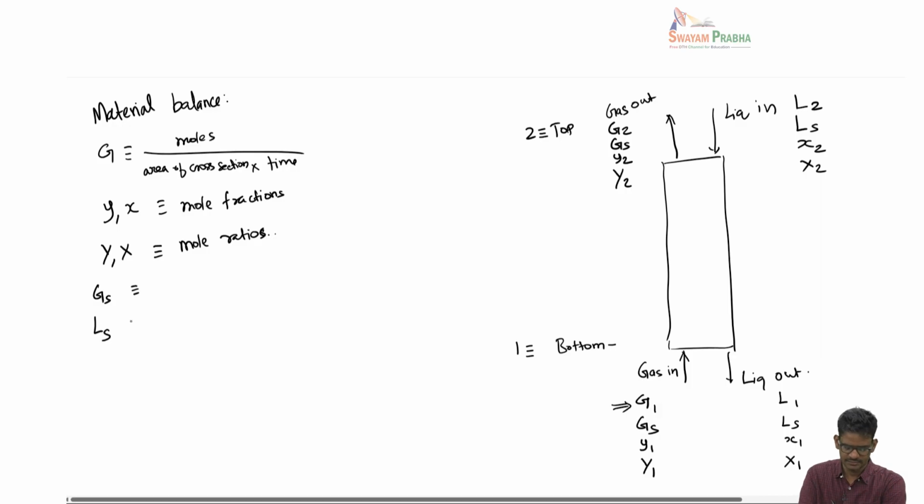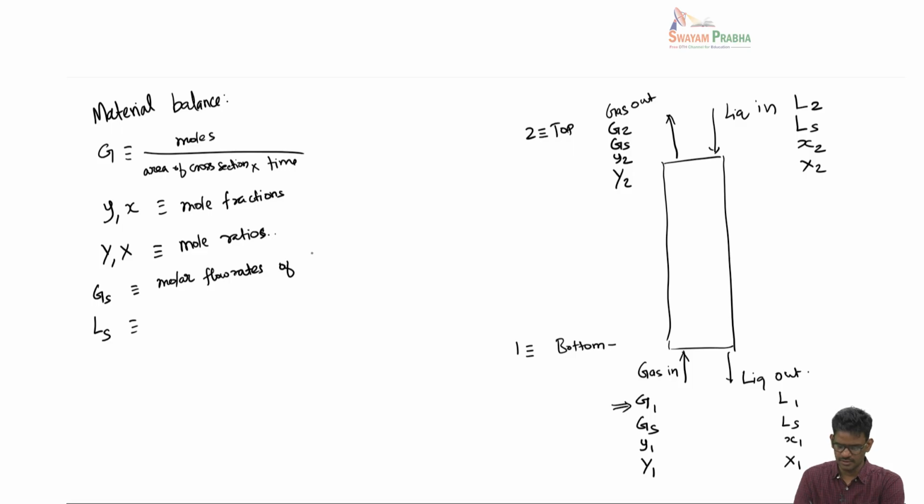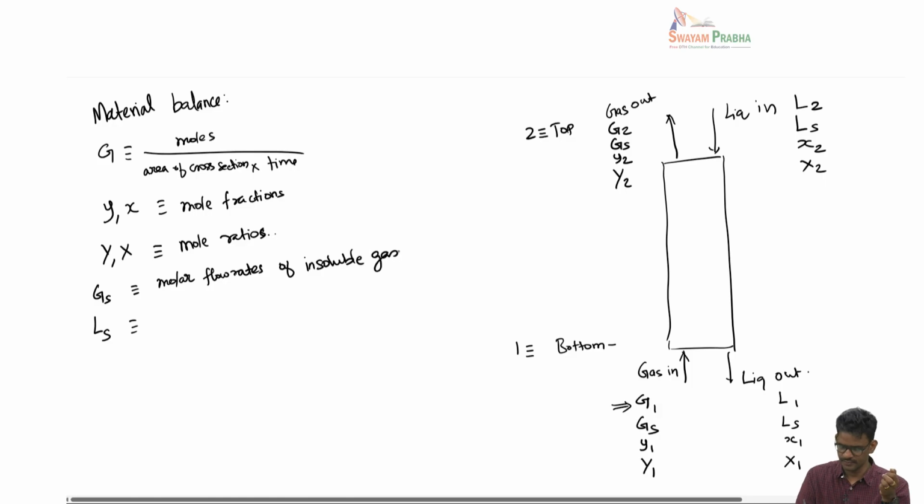GS and LS are molar flow rates. GS is actually the insoluble gas molar flow rate, and LS would be the molar flow rate of solute free liquid, and this is also given per unit area per unit time.